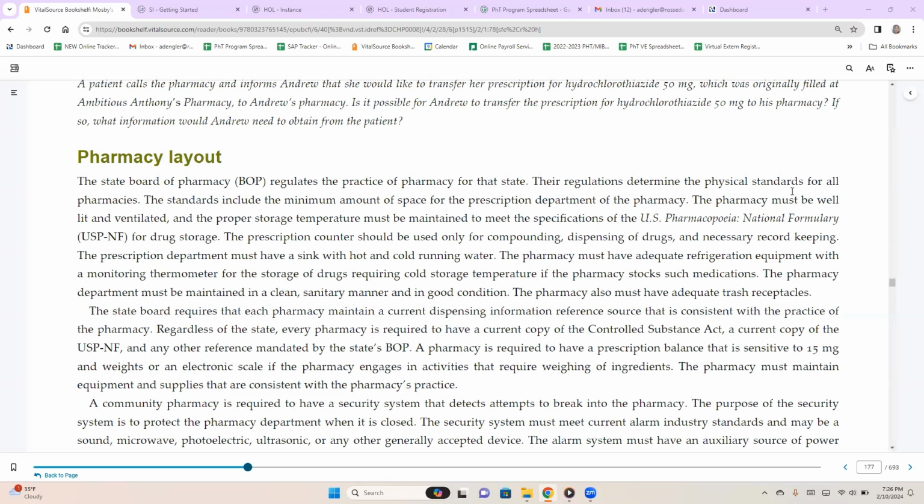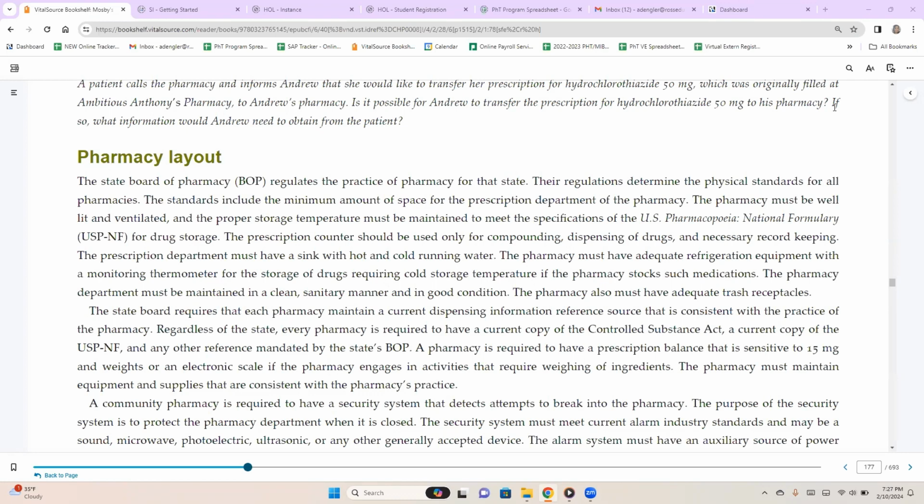The State Board of Pharmacy regulates the practice of pharmacy for that state. Their regulations determine the physical standards for all pharmacies. The standards include the minimum amount of space for the prescription department of the pharmacy. The pharmacy must be well lit and ventilated, and the proper storage temperature must be maintained to meet the specifications of the U.S. Pharmacopoeia for drug storage.